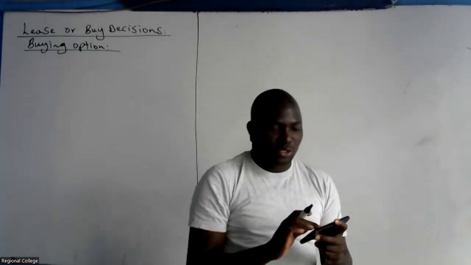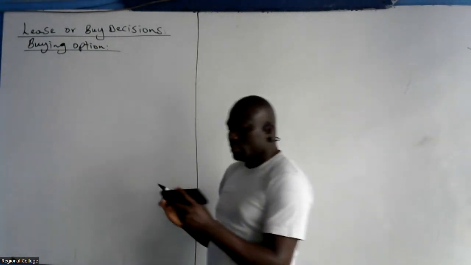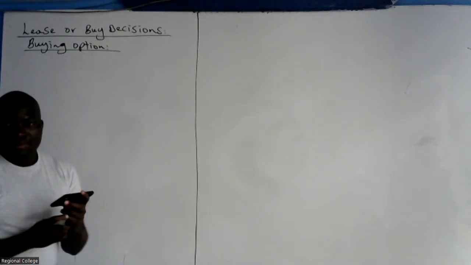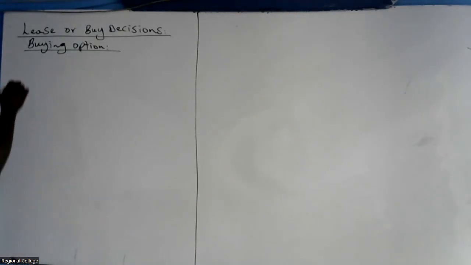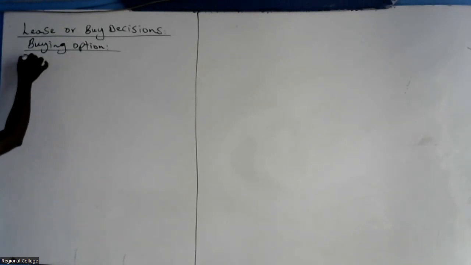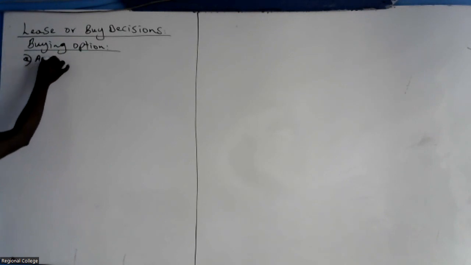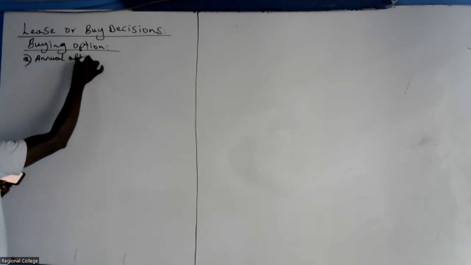We start with the buy option, December 2022 question 4C. Now the option to buy. Let's ask ourselves, we start by getting workings. Number A, we need to get our annual after tax interest.